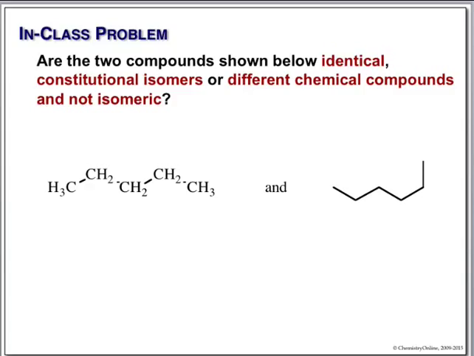Now, how do you do that? The simplest way here is just to look at your structures and come up with a formula. So, here we have 1, 2, 3, 4, 5 carbons, right? So this is going to be C5. Hydrogens, we have 1, 2, 3, 4, 5, 6, 7, 8, 9, 10, 11, 12. This is C5H12.